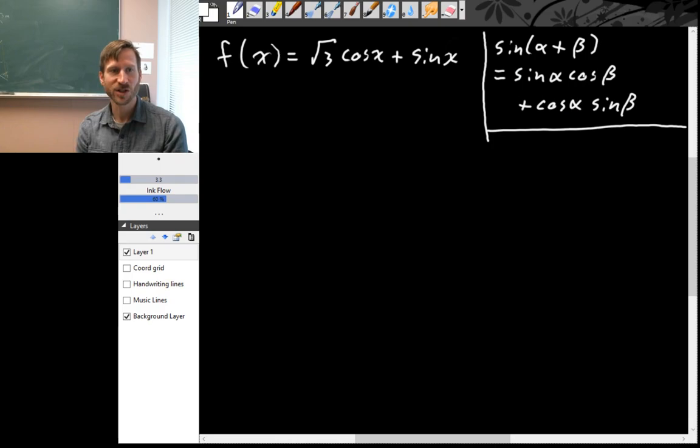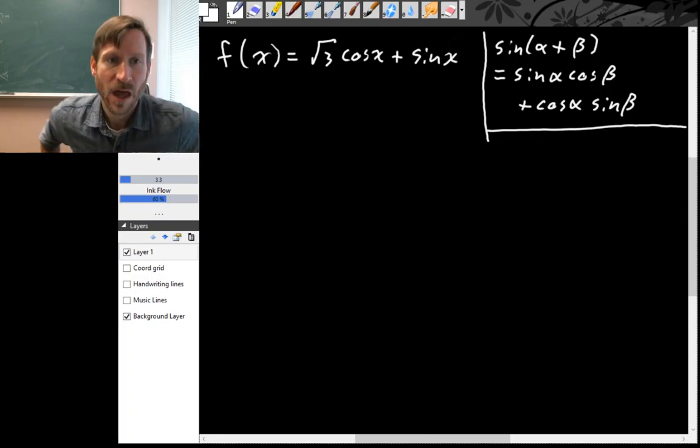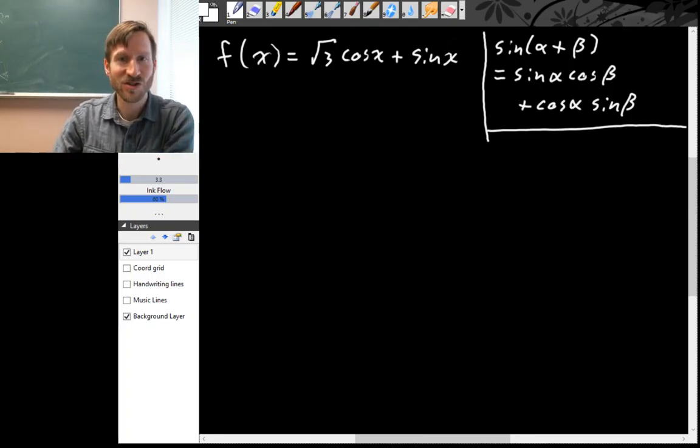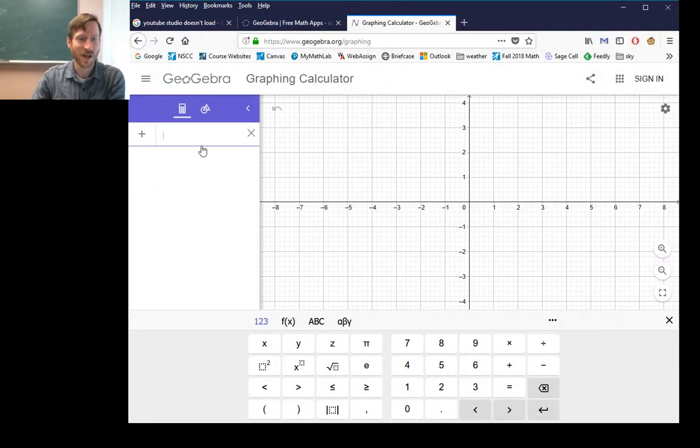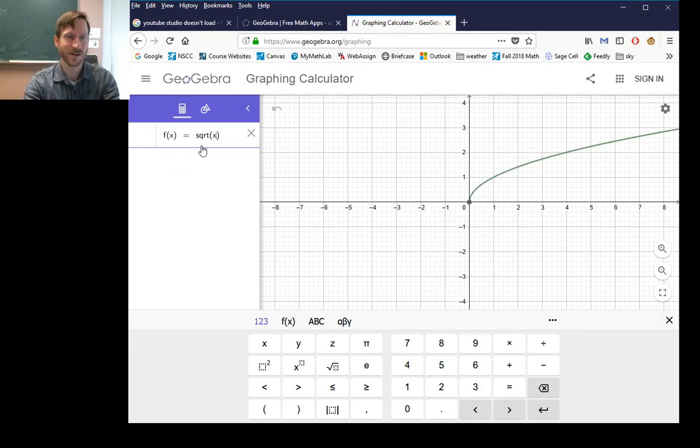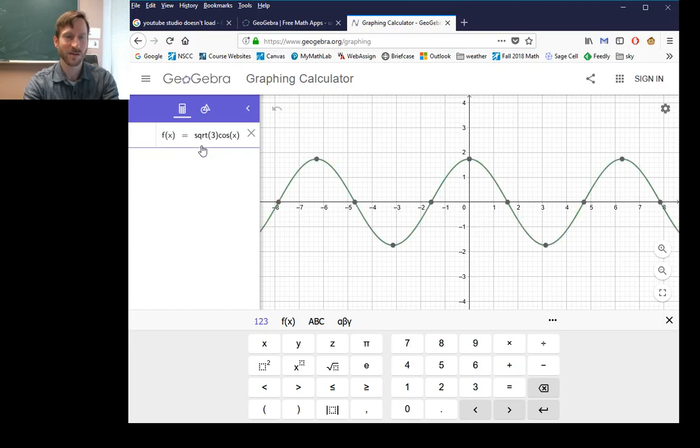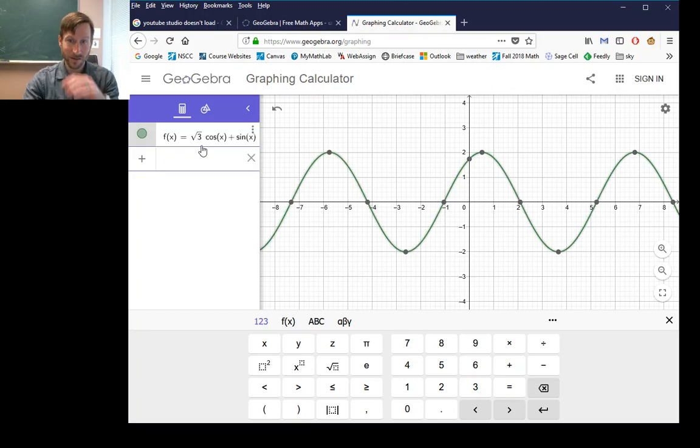So we have this function f of x is the square root of 3 times cosine x plus sine of x. And what I want to start out by doing is just looking at the graph of this function. So let's pull up GeoGebra and we'll type in f of x is the square root of 3 times cosine x plus sine x.